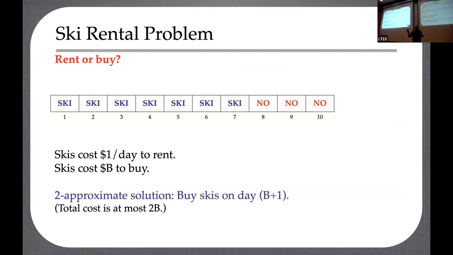So there is a standard classical two-approximate solution. If buying costs B dollars, you wait the first B days, and you buy skis on day B plus one. The most you'll ever pay is 2B, and that guarantees you'll be within a factor of two of optimal. Deterministically, that's the best you can do.